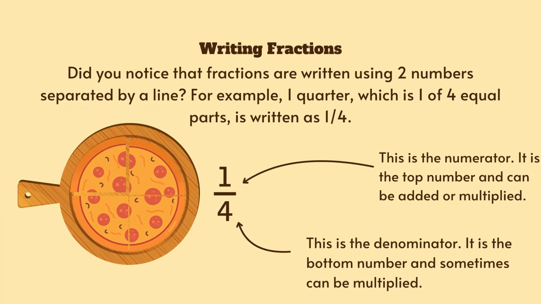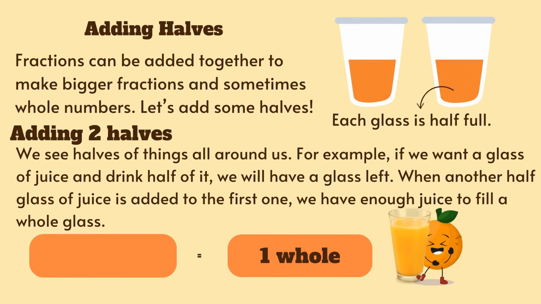Did you notice that we write fractions using 2 numbers separated by a line? For example, 1 of 4 equal parts is written as 1/4. This is the numerator. It is the top number and can be added or multiplied. This is the denominator. It is the bottom number and can sometimes be multiplied.